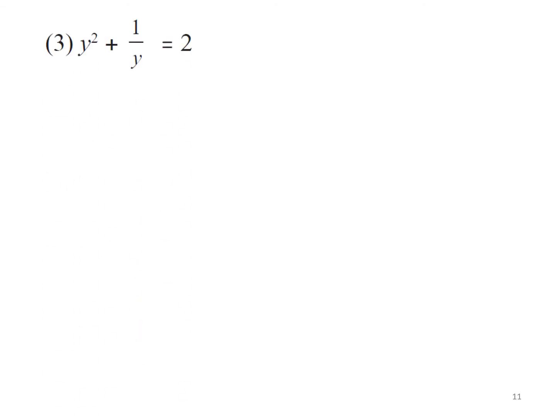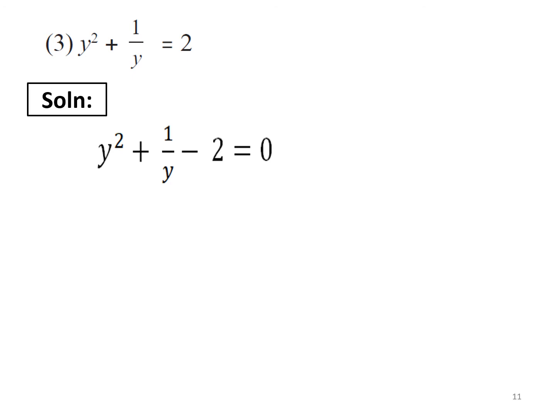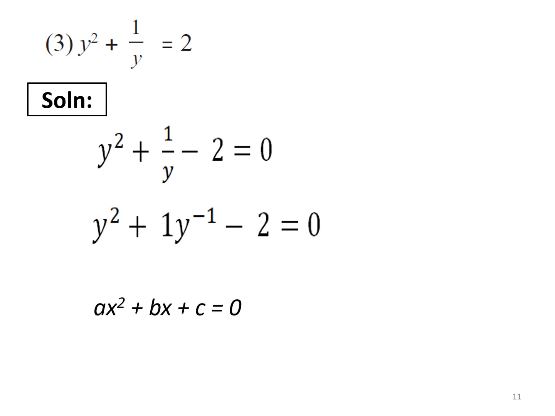Third one, y square plus 1 upon y is equal to 2. I'll rearrange the equation. 2 is on my right hand side, I bring it to my left hand side. y square plus 1 upon y minus 2 is equal to 0. 1 upon y, on reciprocating, I will get y square plus y to the power minus 1 minus 2 is equal to 0. Comparing with the general equation ax square plus bx plus c is equal to 0.